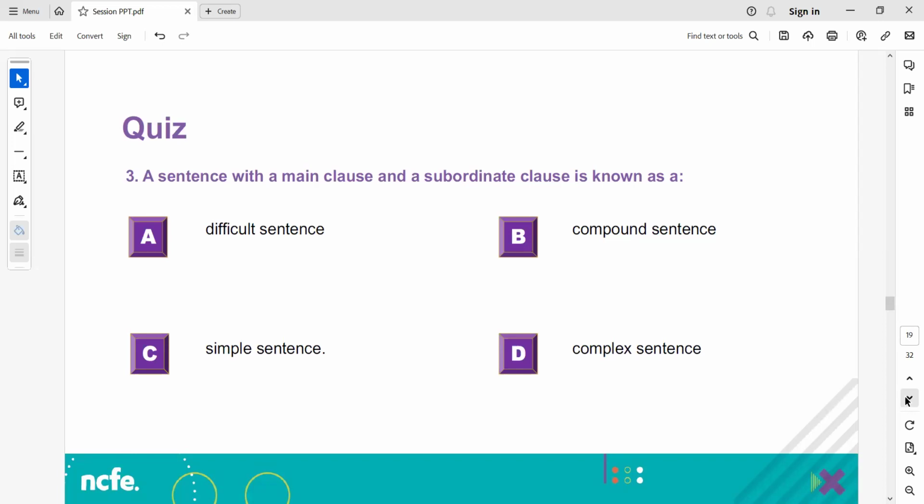So it's what we've been looking at today. Yeah, D. Complex sentence. Good. It's a complex sentence. Well done. So a compound sentence uses a conjunction. Conjunctions are words such as and, but, so, or, because, and it uses one of those words to join two simple sentences. Okay.